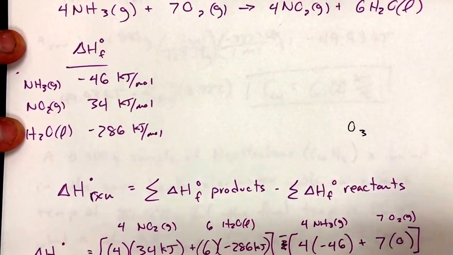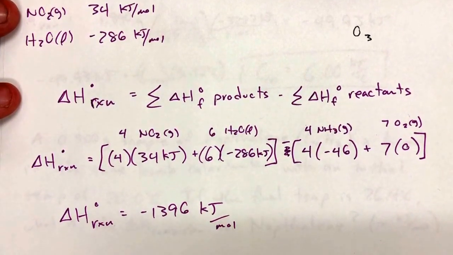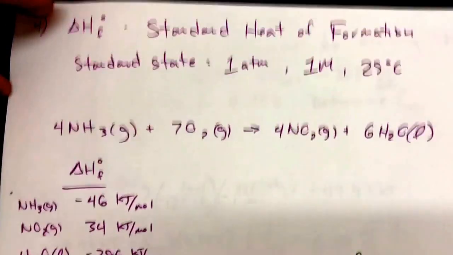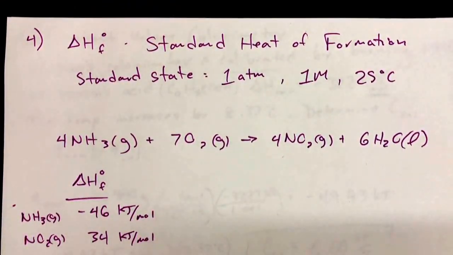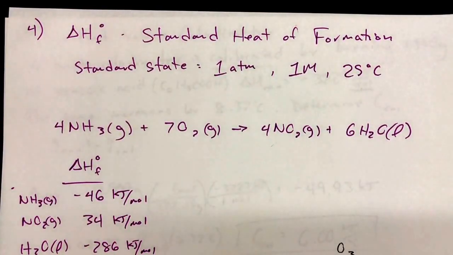So when we crunch all that together, we just add it all together, we get a delta H for the reaction of negative 1396 kilojoules per mole. So that is how to use standard heats of formation. We'll go over that and lots of other stuff again, and quiz will be on Monday on that stuff and maybe the stuff from previous in the week.